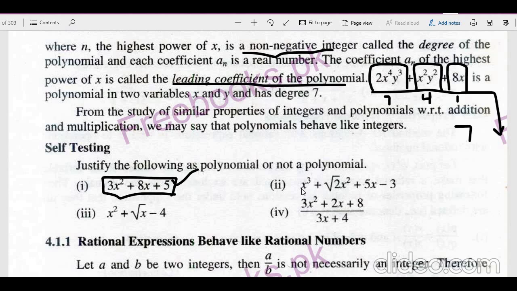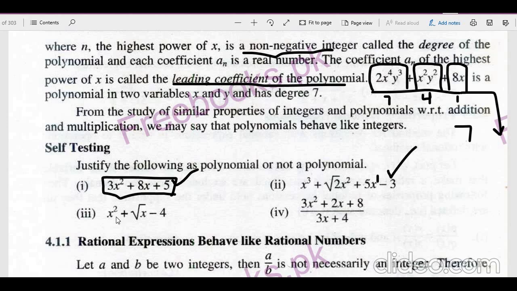Okay. Here the exponent of x in the first term is 3. The exponent of the second term is 2. This is also a positive integer. The exponent of the third term is 1. This is also a positive integer, not negative. So we can say that this is also a polynomial.